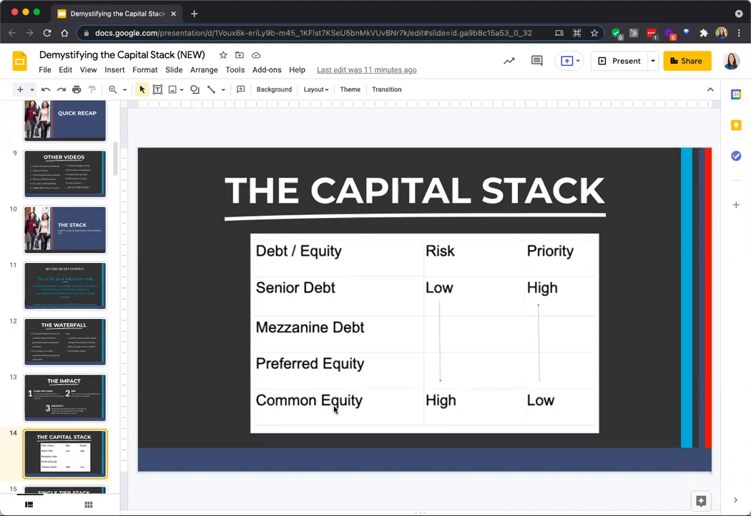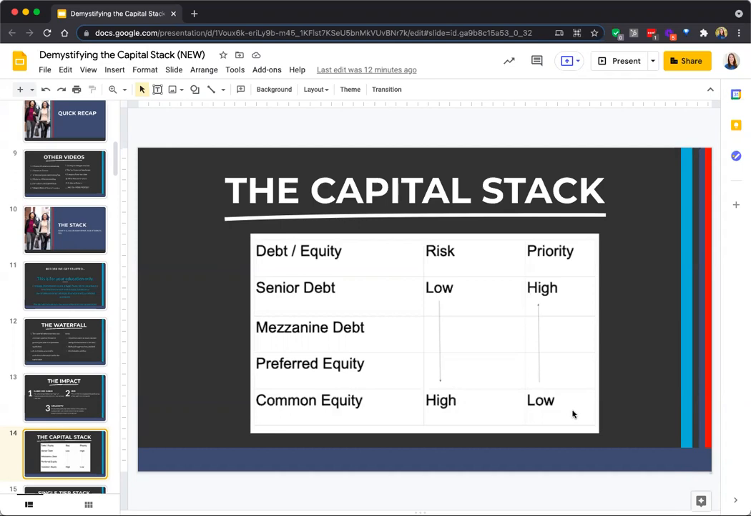Then we've got the common equity class. This will be the combination of the splits between the limited partner investors on the gains of the sale and also the general partnership. And that class takes the highest risk and lowest priority position. But this is also where the money is made for most investors.